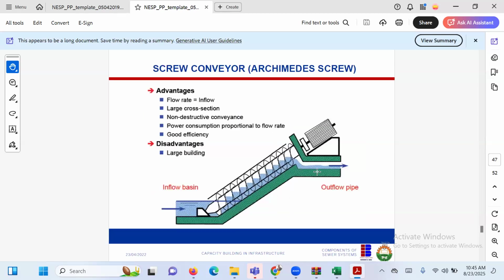Displacement pump. Then here is the screw conveyor, Archimedes screw, which I just explained. In every treatment plant, you must see this pump. The advantage is that the flow rate has a large cross section. It has a non-destructive conveyance. In other words, it keeps the wastewater the way it is.